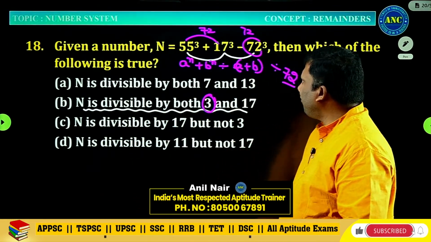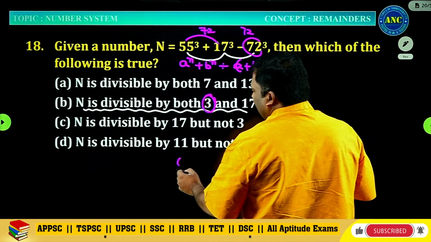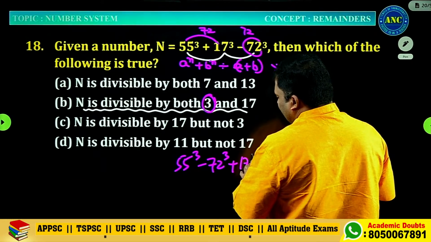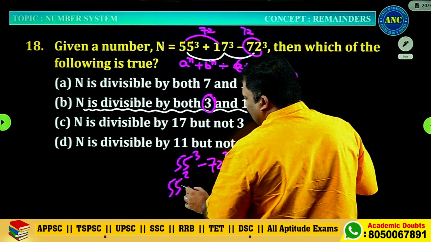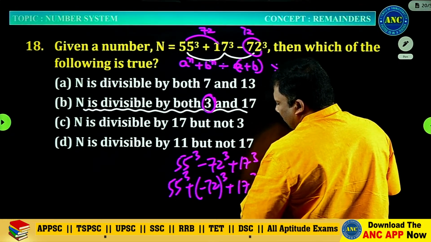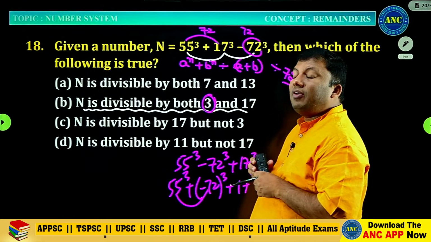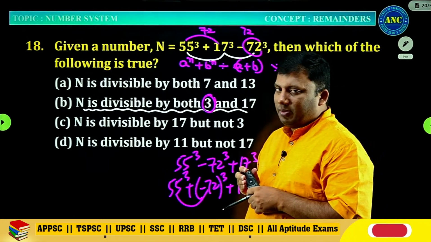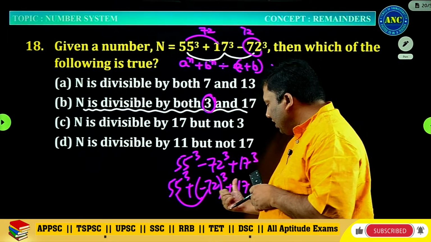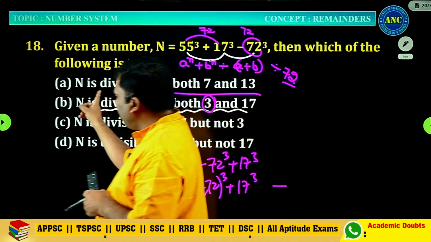Or the next way of looking at it, right? 55 power 3 minus 72 power 3 plus 17 power 3. This can be written as 55 power 3 plus minus 72 power 3 plus 17 power 3. A power n plus b power n is always divisible by a plus b if n is odd. That means it is divisible by 17. This is also divisible by 17. Answer should be divisible by 17.